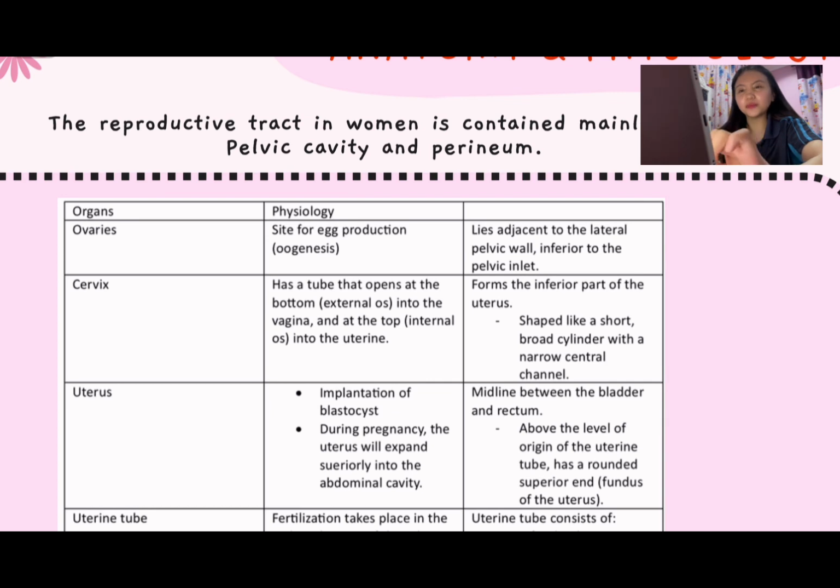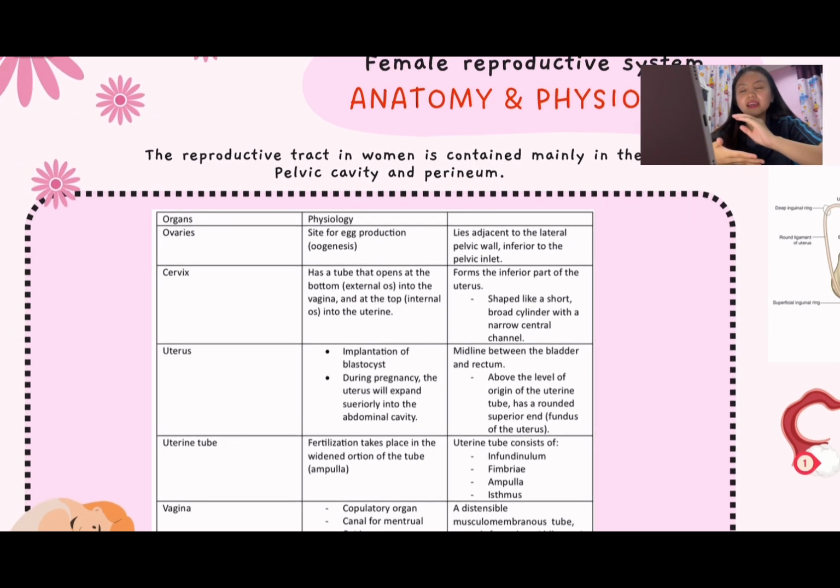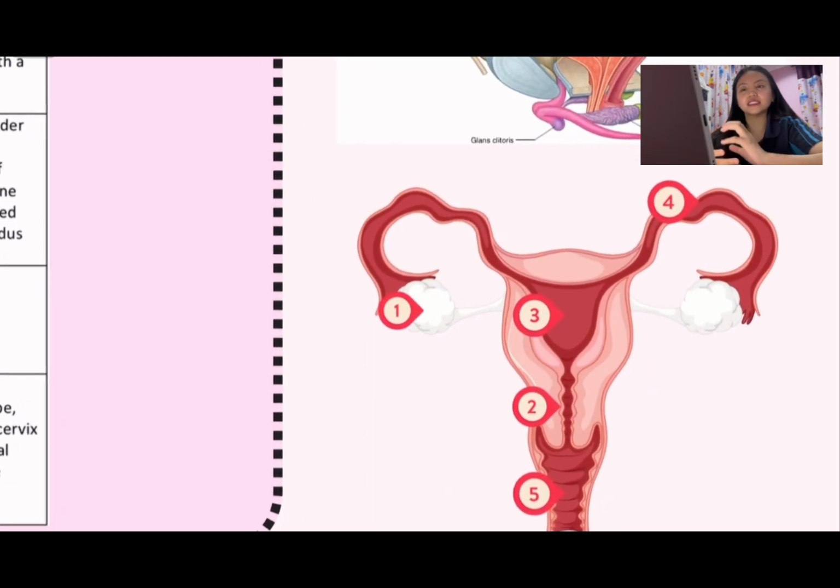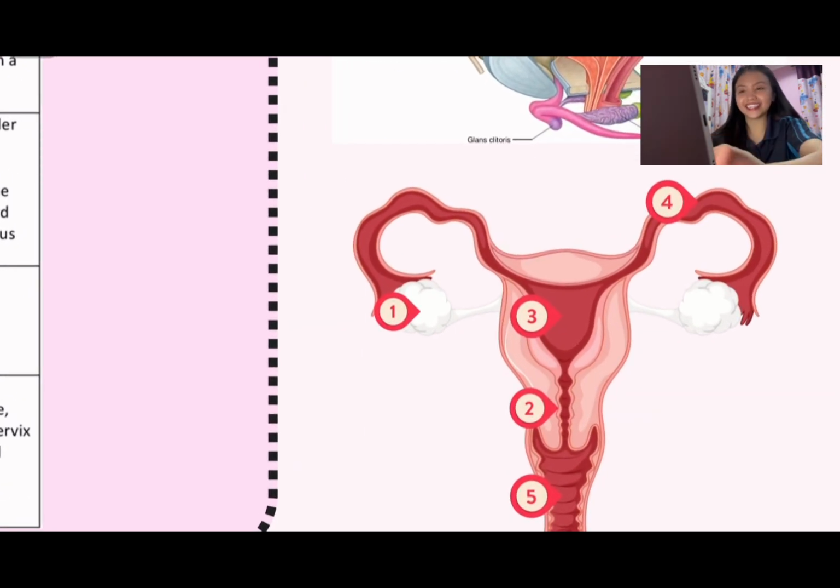It has a tube that opens at the bottom, also known as the external os, into the vagina, and at the top into the uterus. It is known as the internal os. The cervix forms the inferior part of the uterus. It's shaped like a short, broad cylinder with a narrow central channel.